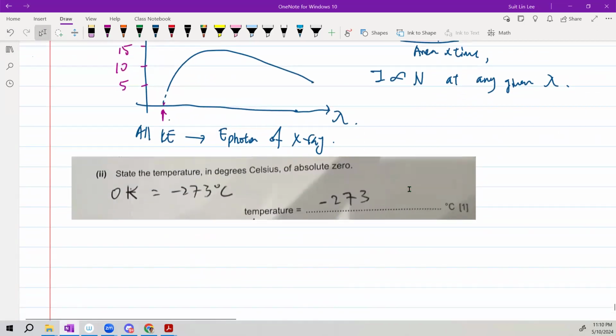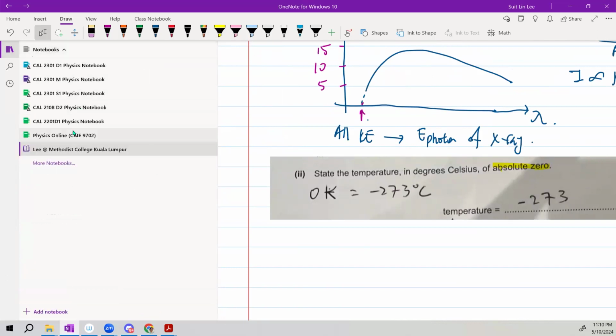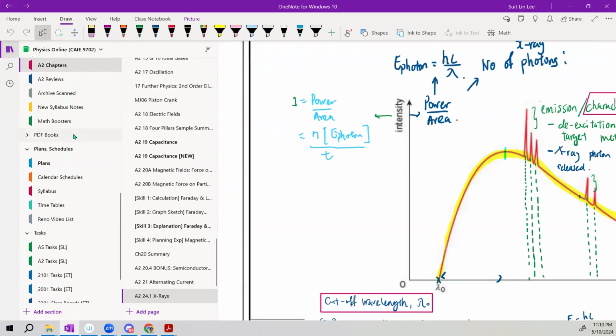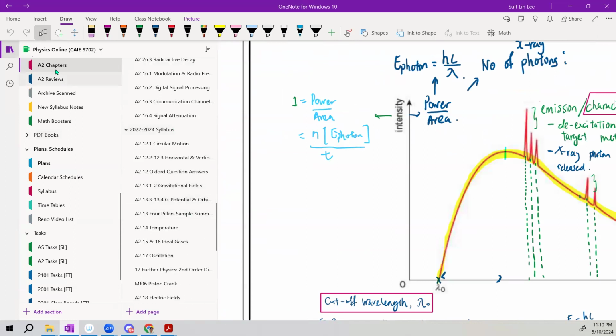Absolute zero is negative 273.15. No more already, just negative 273.15, because they use the phrase absolute zero. That's all. When you're converting, you will follow the precision of the question, but you're not converting now. You are stating what is absolute zero. Okay. No more request.